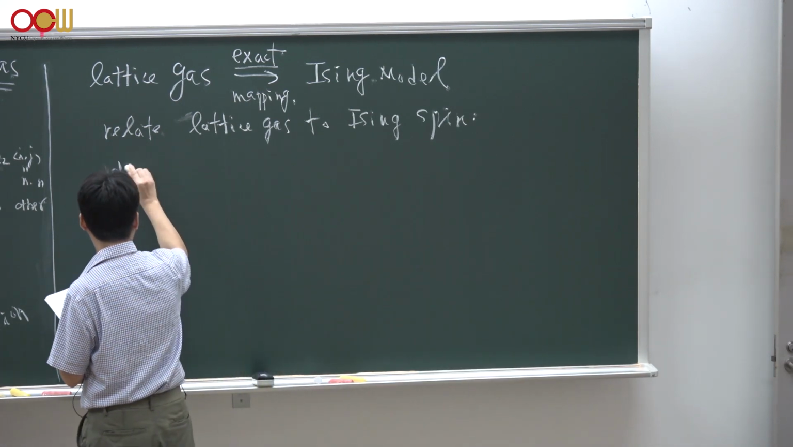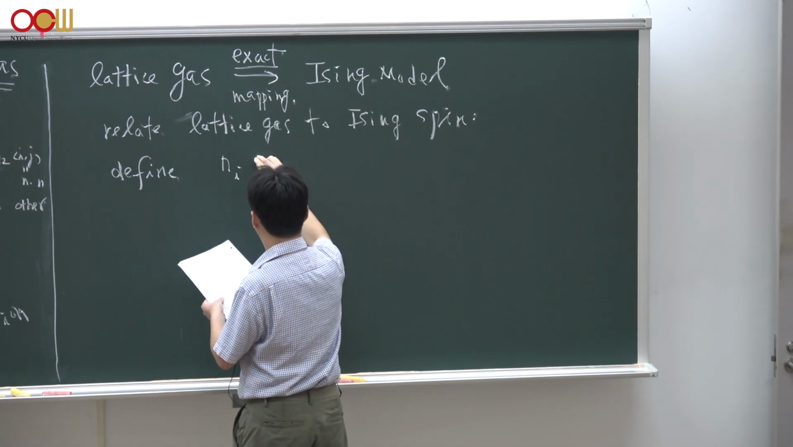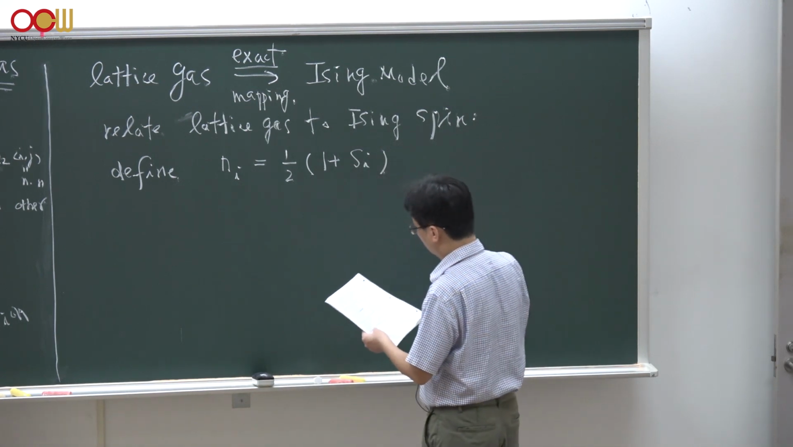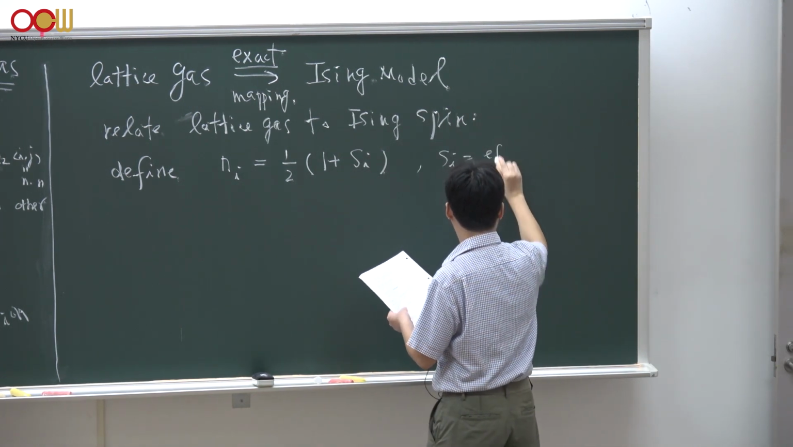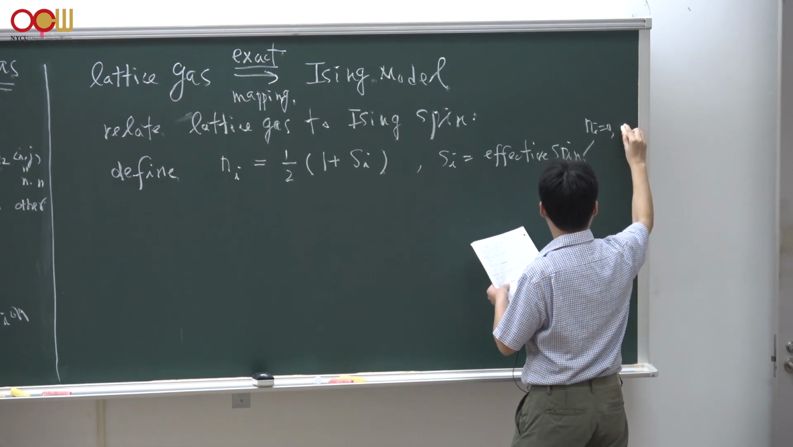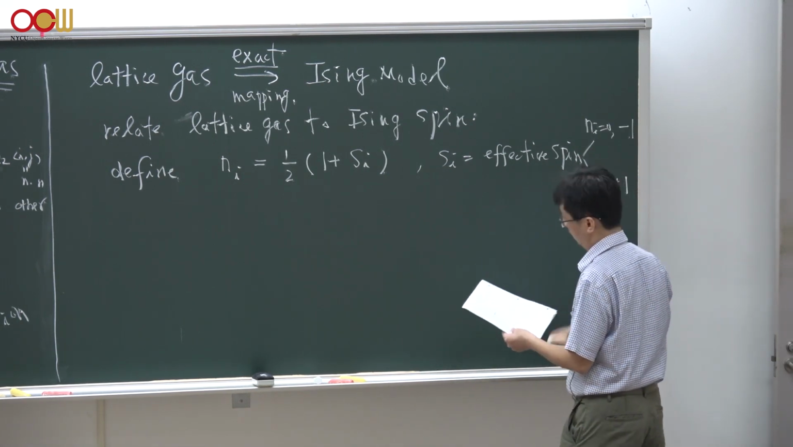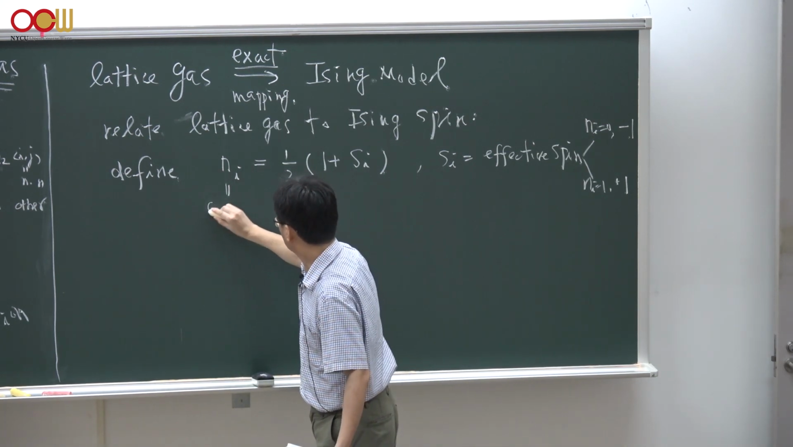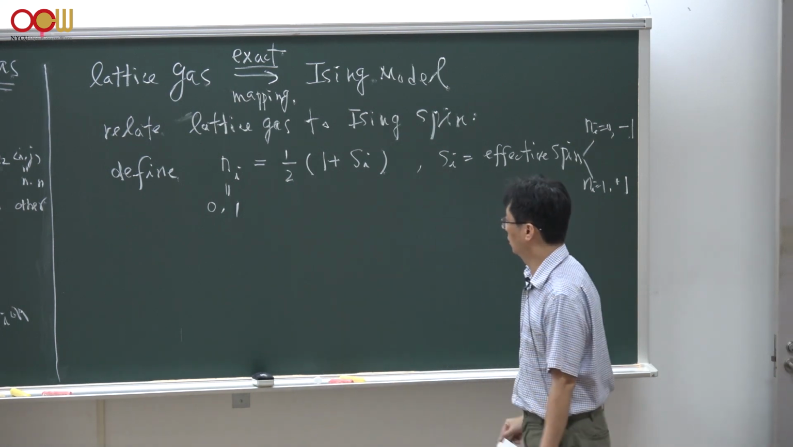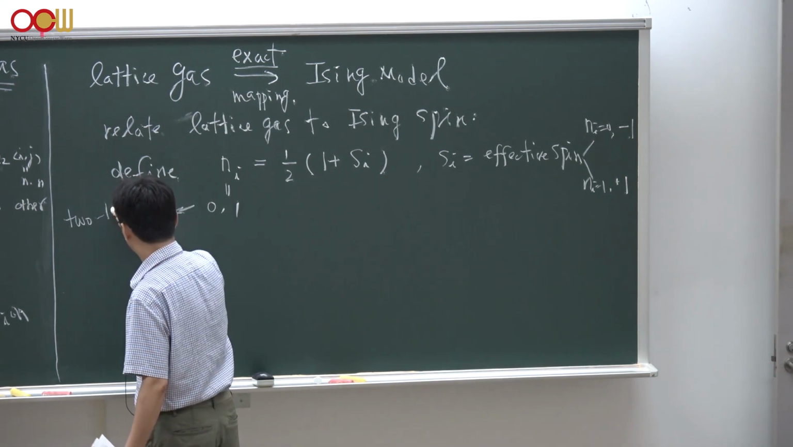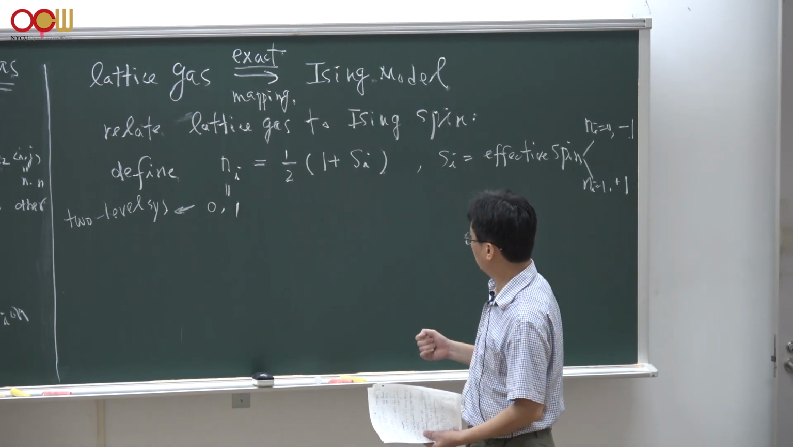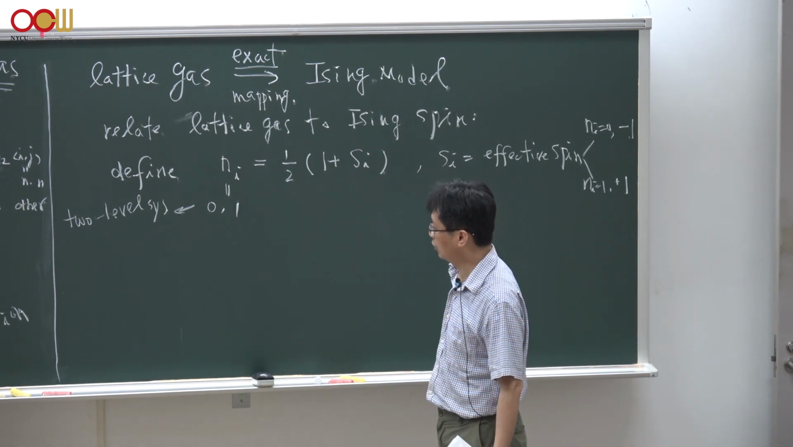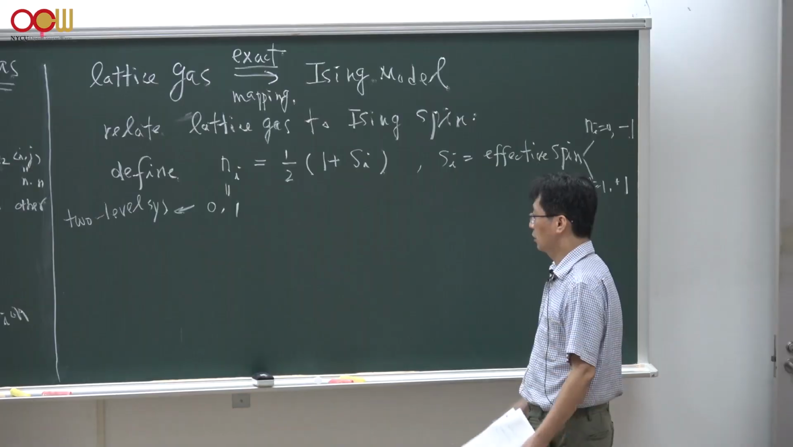Suppose we define this occupation number as a function of a site as one half of 1 plus S_i, where S_i is some kind of effective spin, which takes minus 1 for n equals 0 and plus 1 for n equals 1. You can see that this little n can take only two values, 0 or 1. It is a two-level system, which means that this particle can take either zero occupation or a singly occupied configuration on each unit cell.